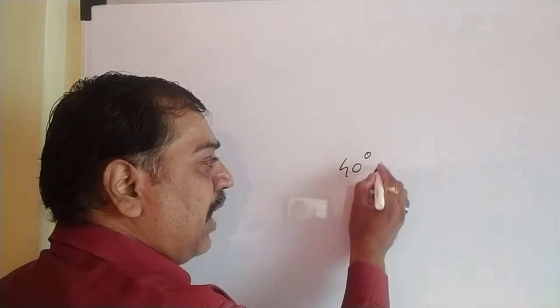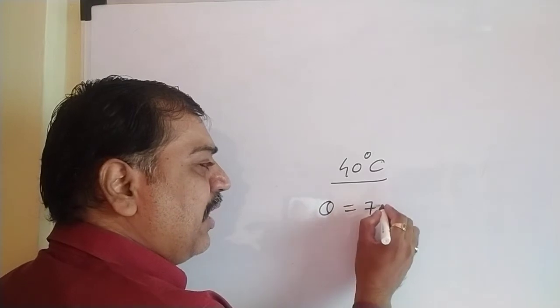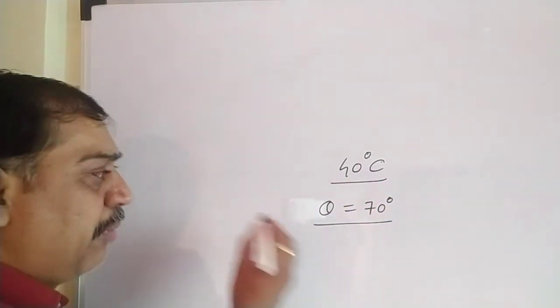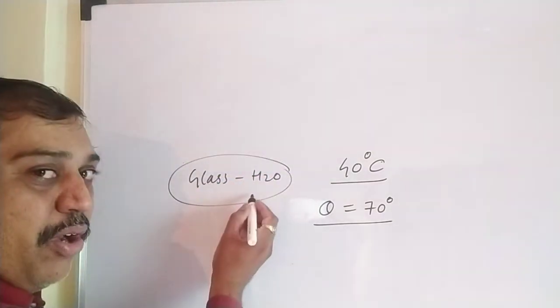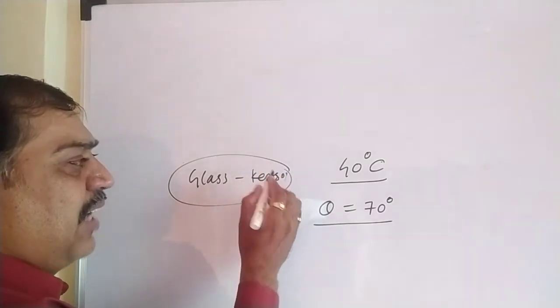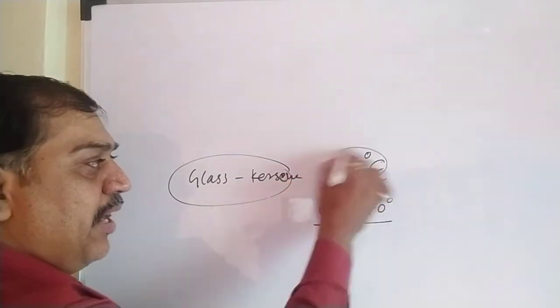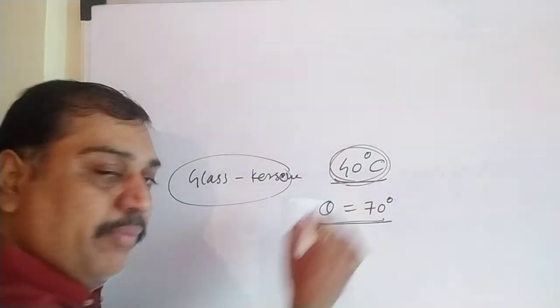Next, they have written in italic lines: for a given solid-liquid surface, the angle of contact is constant at that temperature. Suppose at 40 degrees Celsius we have found the angle of contact theta equal to 70 degrees, for some solid and liquid, say glass and water. Between glass and water, it is not pure water, as the angle is 0. So glass and kerosene you can take. For glass and kerosene, if you find the angle of contact at 40 degrees, you go anywhere at this temperature, this angle of contact remains the same. That is the meaning of that thing.